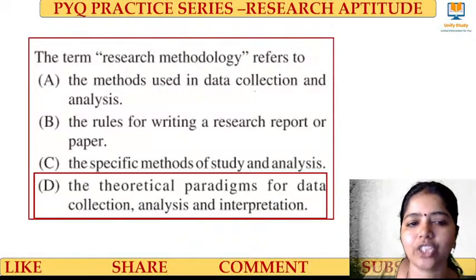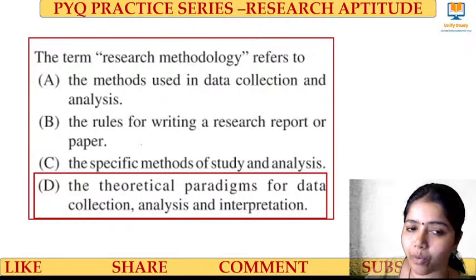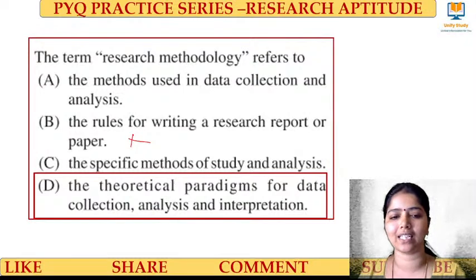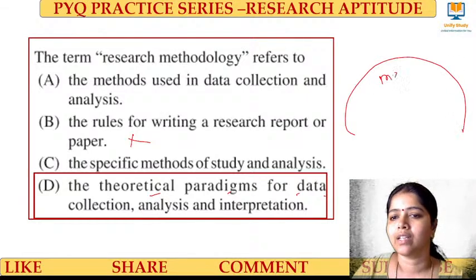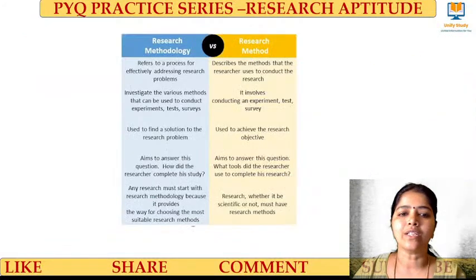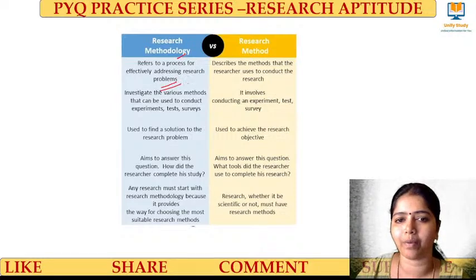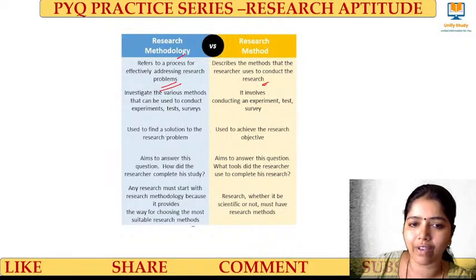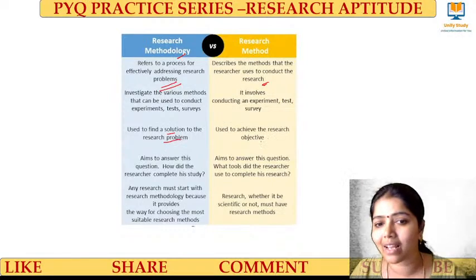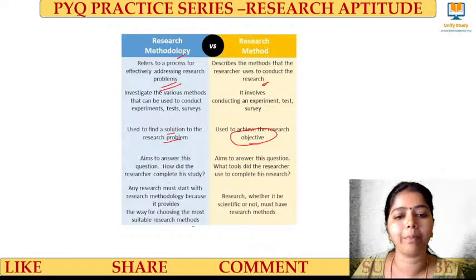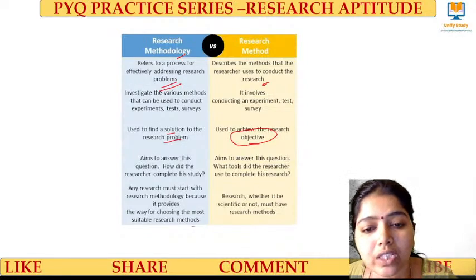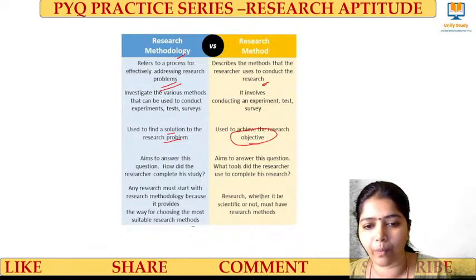See, the methods used in data collection and analysis, the rules for writing the research report, this will not come. The specific method of study and analysis, the theoretical paradigms for data collection, analysis, and interpretation. See, this is a broader term, and then only here comes the method. So research methodology refers to a process of effectively addressing the research problem. This describes the method that a researcher uses to conduct research. So they'll be giving you a solution to a research problem as a broader context. Here they'll be talking about the research objective, a specific one. Here they'll be talking about how the researcher completed his study, a broader context. And here I'm asking what tools the researcher used to complete his research, a specific one. Clear?